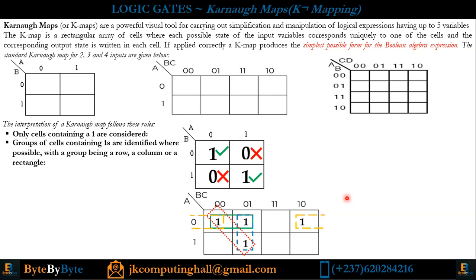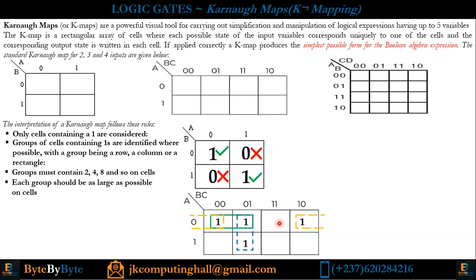Okay, remember we said groups of cells containing ones are identified where possible with a group being a row, a column, or a rectangle. So in case of a diagonal, it cannot be possible. We don't group ones diagonally, only horizontally or vertically, as you can see. The next condition, groups must contain 2, 4, 8, and so on. So in case you might not understand this point, what we are saying here is that the groups of one we are containing must contain multiples of 2. As here, you see that here it contains 2, that is this and this, 2, this and this one, 2. Each group should be as large as possible.